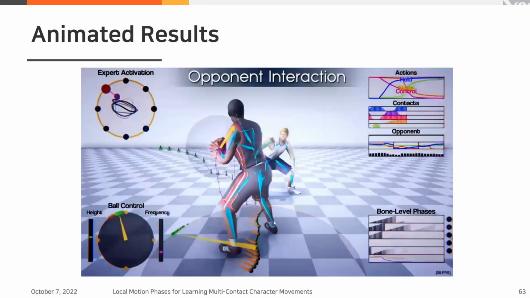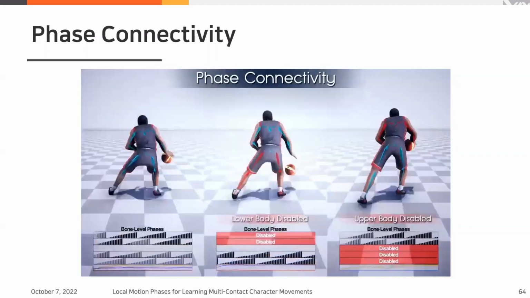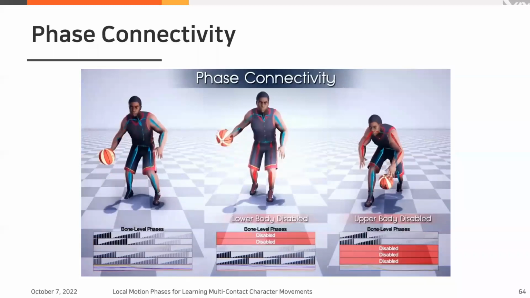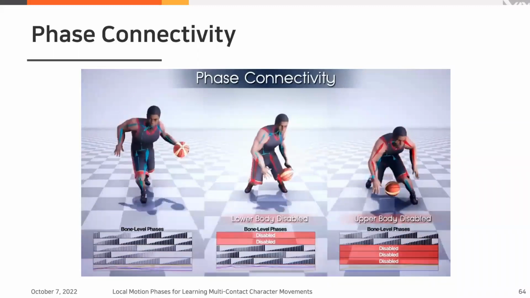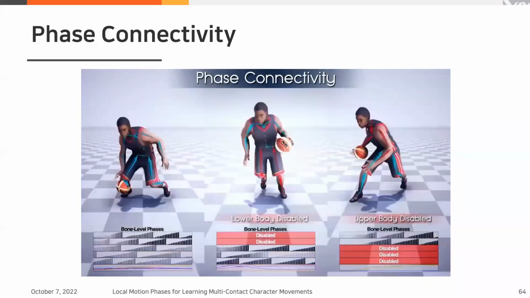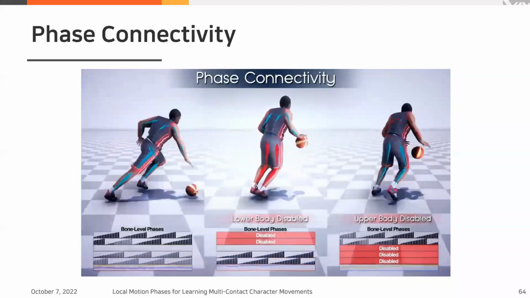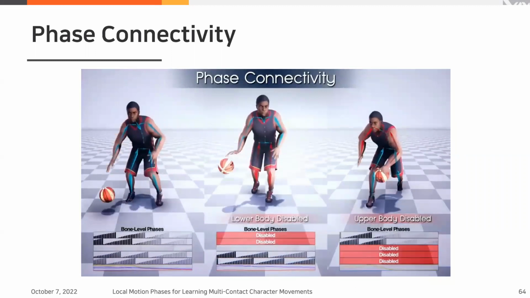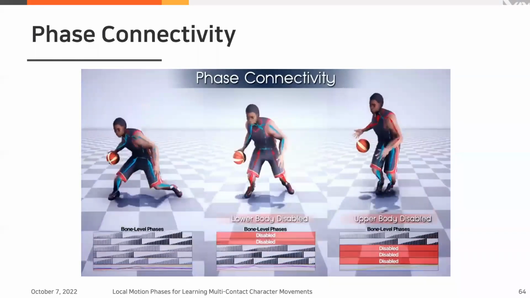Then since the local phase is defined and used for each body part, deactivating the local phase of a specific body part did not influence the remaining parts. For example, in the middle, as the local phases are deactivated for the feet, the character does not make locomotion, however, it still makes hand interaction with the ball.